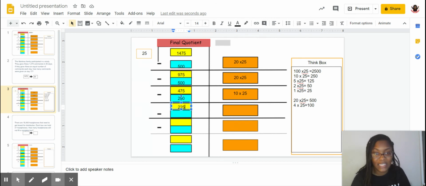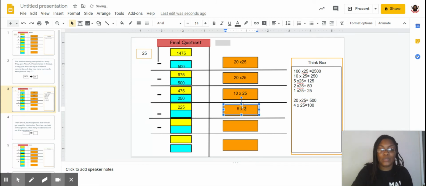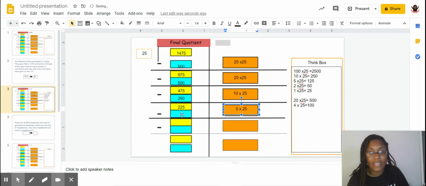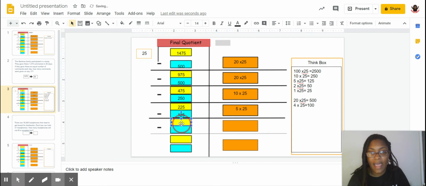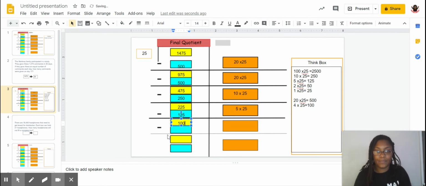I can't use that 10 anymore because 250 is too much. So I'm going to go a little bit smaller. I can go 5 times 25, which gives me 125. So I'm going to use that one. 5 times 25 gets me 125. And when I subtract that, I'm going to get 100.